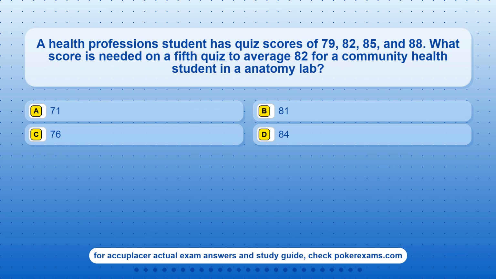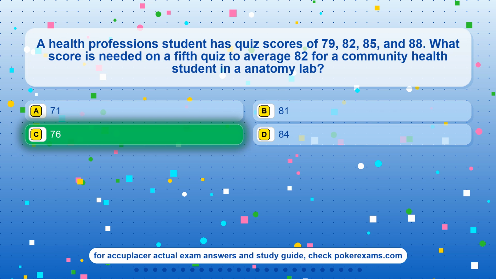Question 19. A health professions student has quiz scores of 79, 82, 85, and 88. What score is needed on a fifth quiz to average 82 for a community health student in an anatomy lab? Option A. 71. Option B. 81. Option C. 76. Option D. 84.